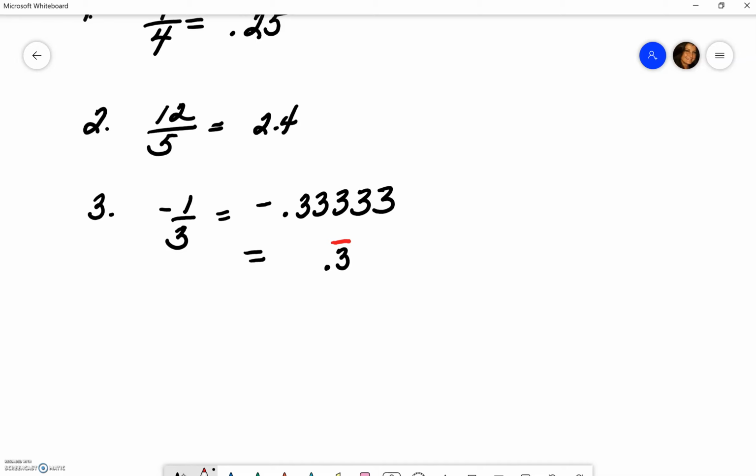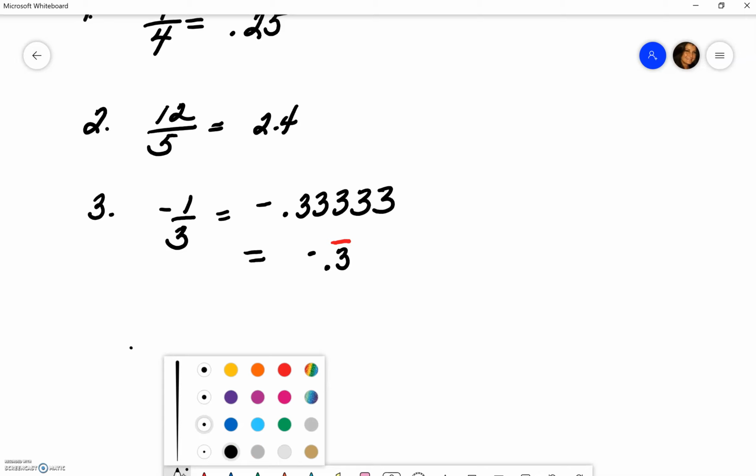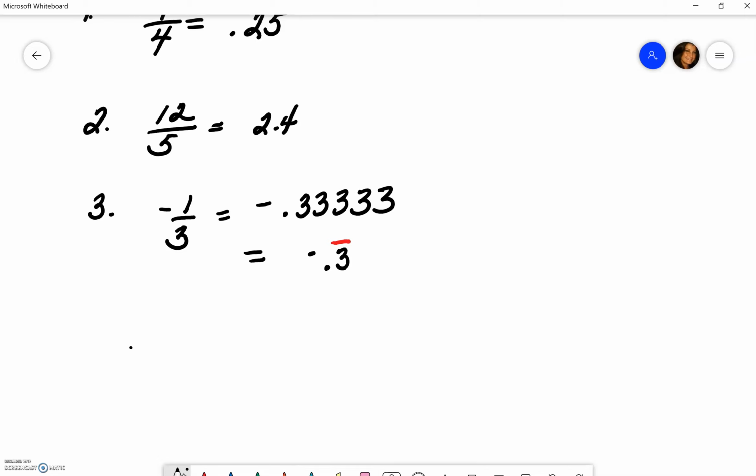So, and again, I'll write this one a little bit smaller. This is your -0.3, and the bar represents the 3 repeats itself. So what if we have something like, let me try this one. If we have, so that was actually number 4. I'm sorry, I skipped. That was number 4.